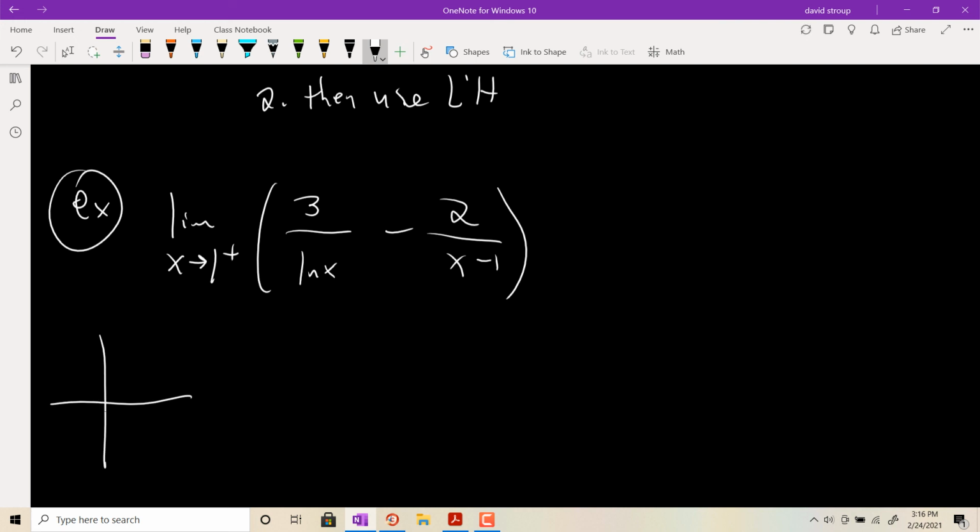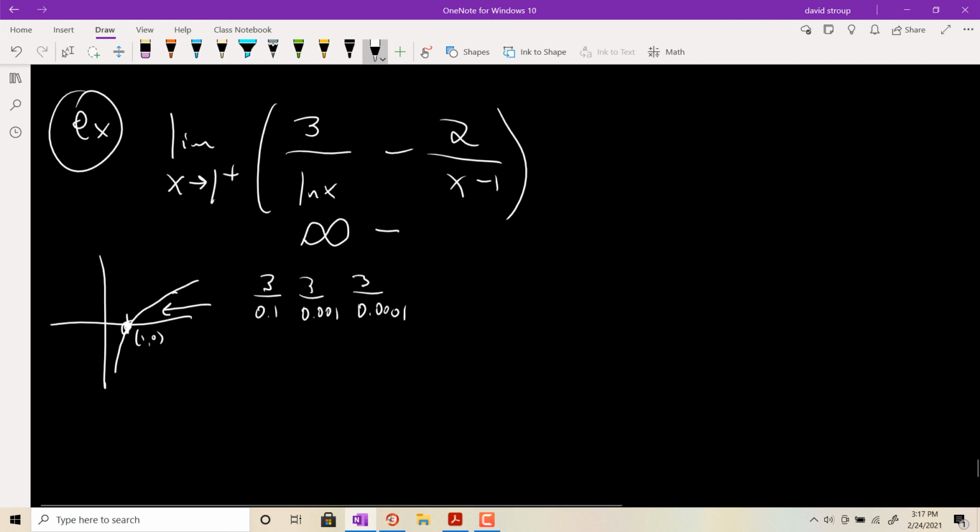Ln of x, as x goes to 1 from the right, where does ln of x go? There's 1, 0. So as x goes to 1 from the right, ln of x is getting closer and closer to 0. So you'll have like 3 all over 0.1, 3 all over 0.001, 3 all over 0.0001. In other words, infinity. It's L over 0, so in this case it's going to positive infinity, minus wherever that other guy's going.